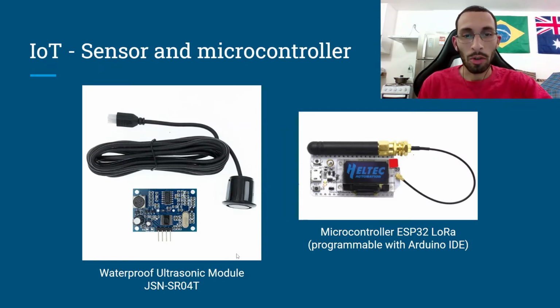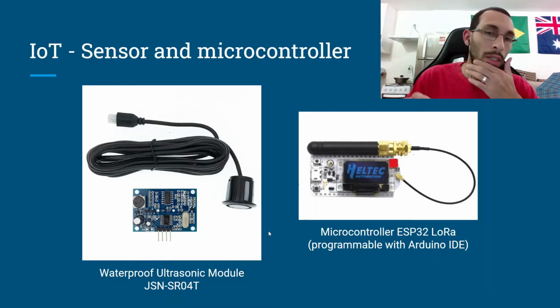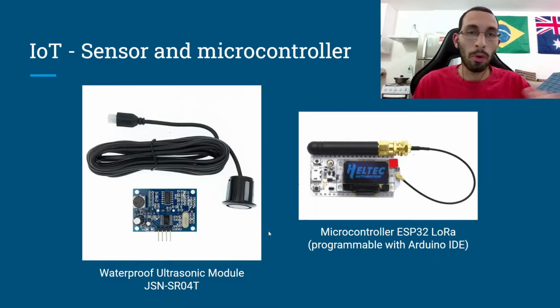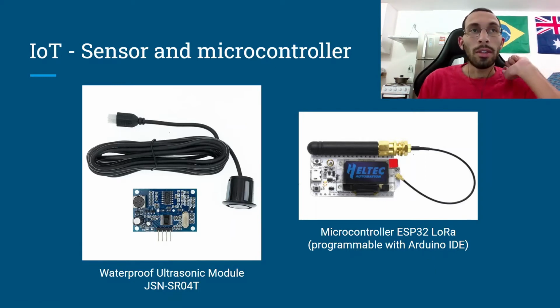In order to do so, we had those ultrasonic modules, and the way it works is that it sends an ultrasonic pulse that, when it reflects on a hard surface or on a water surface, in this case, comes back, and then we can measure the time between emission and reception, and based on this time and the speed of sound, we can measure distance.